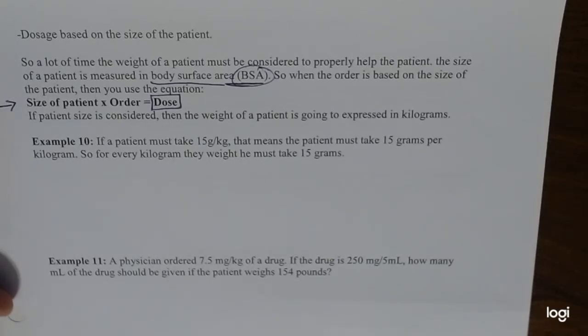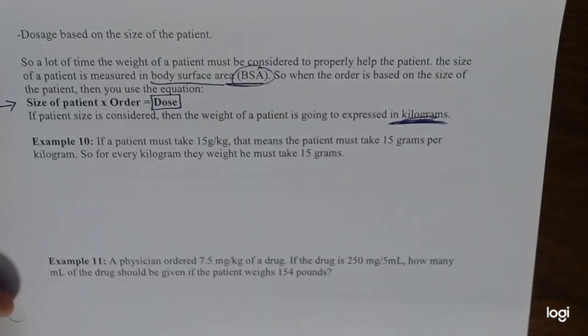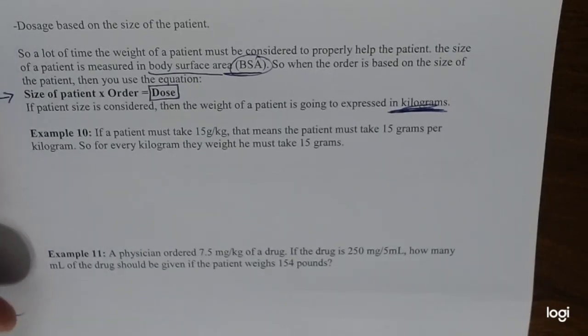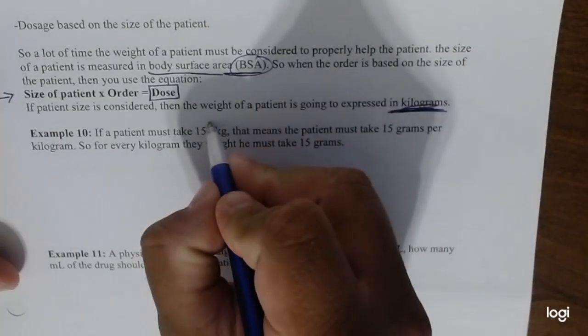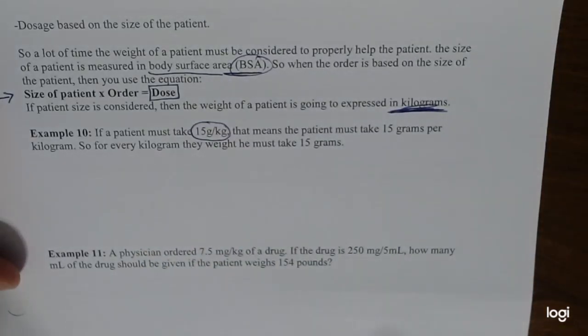Now, if the patient size is considered, we're always going to be using kilograms. So the weight will always be considered in kilograms. Let's try example 10 so you can see how this is processed. Number 10 says, if a patient must take 15 grams per kilogram, what this is saying is, no matter how many kilograms you weigh, you're taking 15 per kilogram. So let's suppose you weigh 5 pounds and you have to take 5 liters every pound. So 5 times 5 gives you 25. So you're taking 25 liters of that.